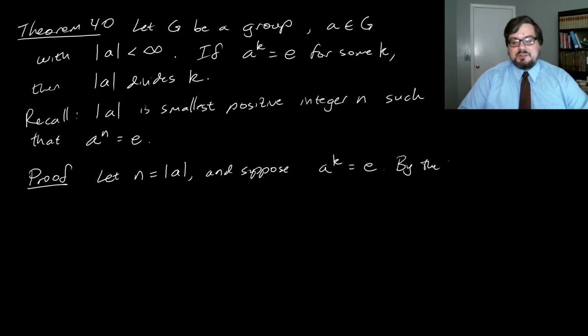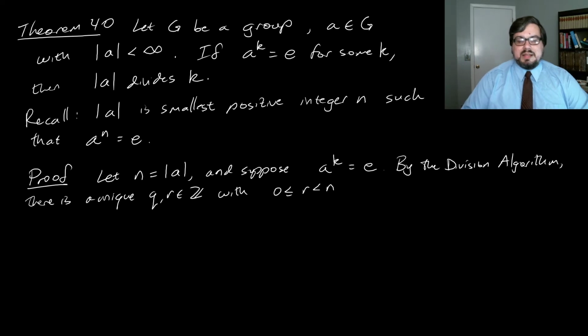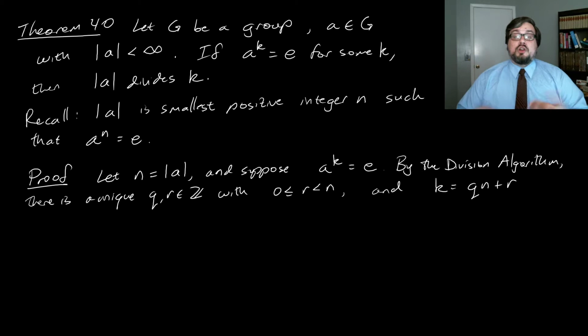So by the division algorithm, there is a unique Q and R in Z, with R sitting between 0 and n, and K equaling Qn plus R. So R is the remainder when we divide K by n.